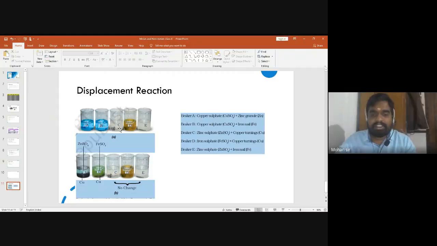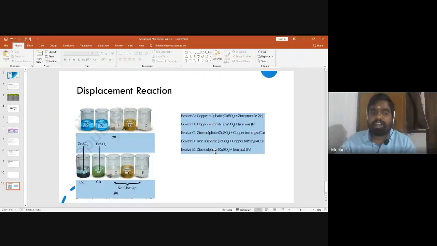The first beaker contains copper sulfate solution that is blue in color, and I have added zinc granules to that. The second beaker contains copper sulfate solution, and again I have added iron filings, or an iron nail, to it. The third beaker contains zinc sulfate, and I'm adding copper turnings, which are small copper wires, to it. The fourth beaker has iron sulfate, and I have added copper turnings to it. And the fifth beaker has zinc sulfate, and I'm adding an iron nail to it. So I will let it aside for some time.